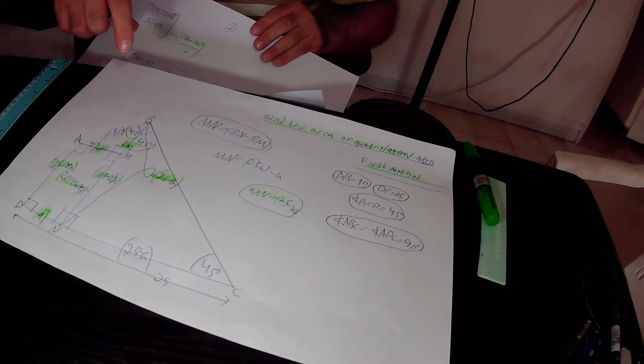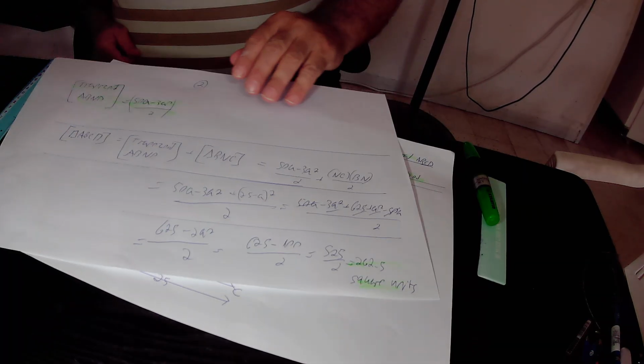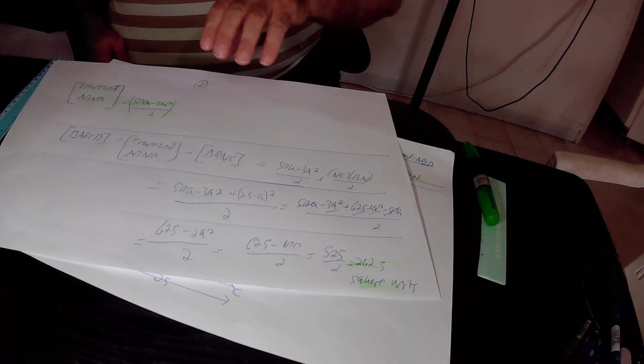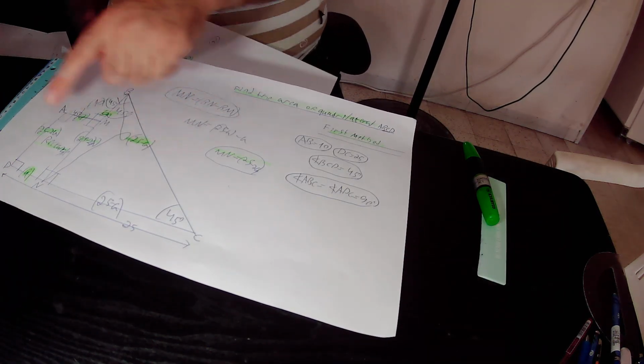So in total, the area of this quadrilateral ABCD is equal to 525 over 2, that is 262.5 square meters in size. We finish with the first method. In the next step, I presented to you how to find the area of this quadrilateral ABCD according to the second method.